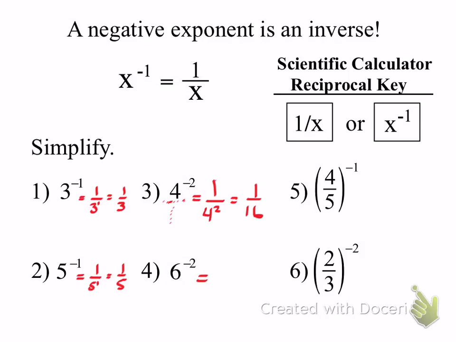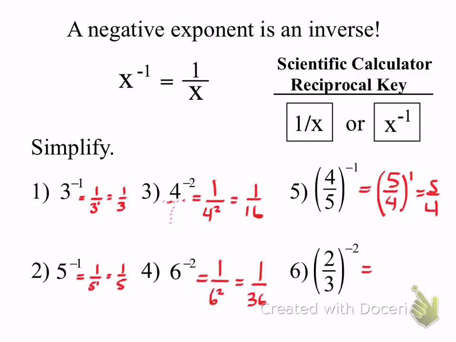What would the next one be, Shaylin? It'd be 1 over 6 to the second power, which is 1 over 36. Good. Okay. Remember what I said about a negative exponent? What are we going to do? Reciprocate. So what does this become? 5 over 4 to the first power. Once I reciprocate, it becomes the positive. It's not going to change it when it's to the first power.